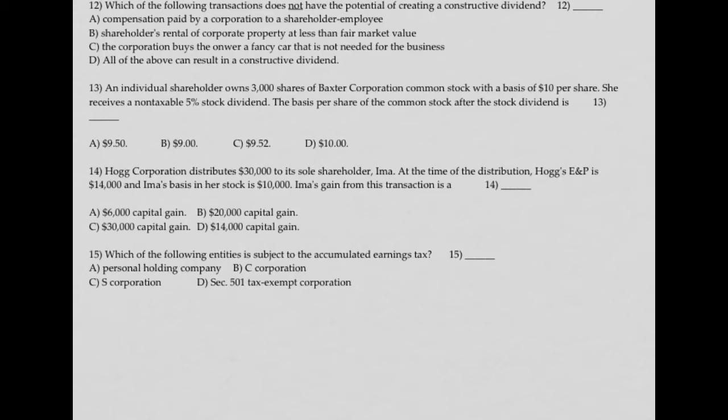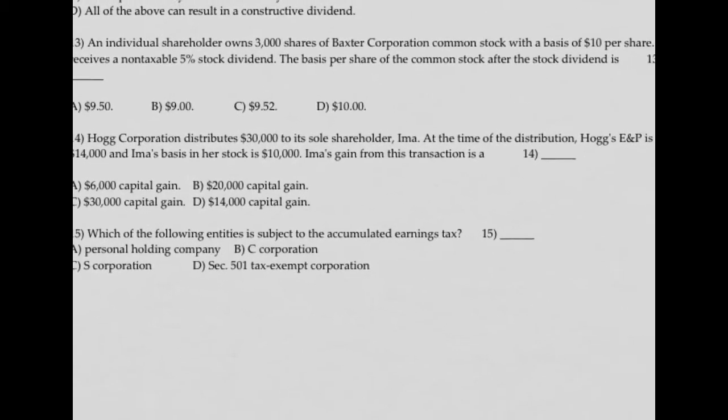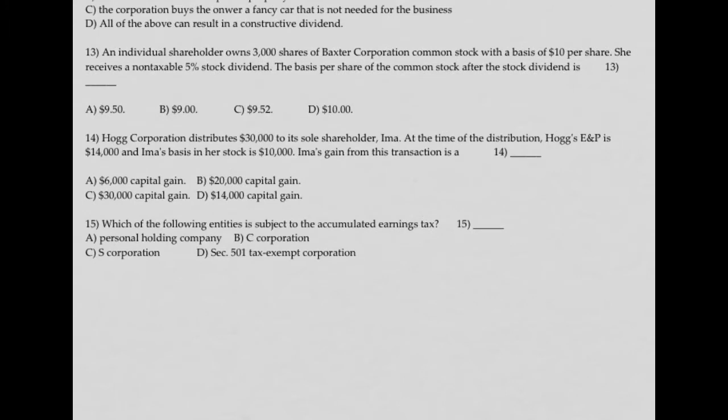And I did tell you that we were going to have these kinds of questions, the ordering rules of paying out distributions where there is earnings and profits. You didn't have to calculate earnings and profits, but the ordering rules, I did tell you, would be potential problems on the quiz. So here we have one.